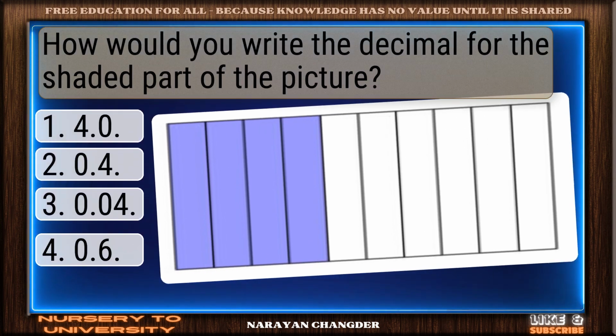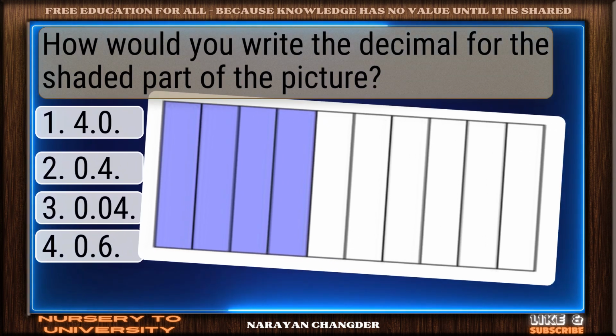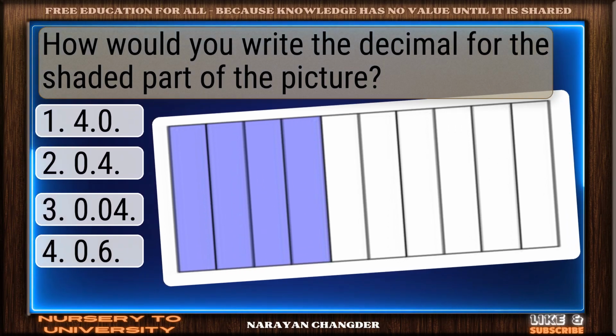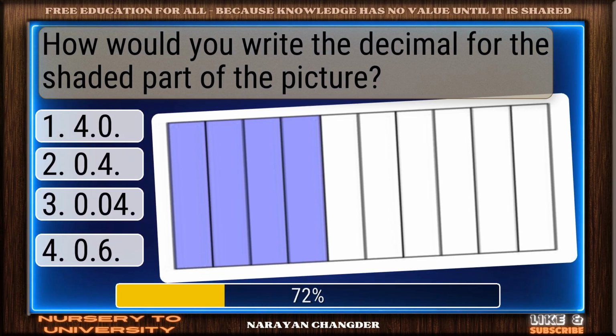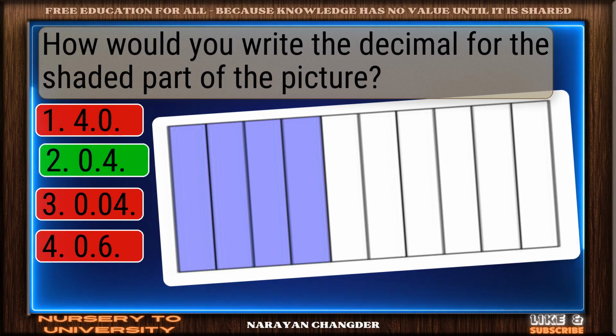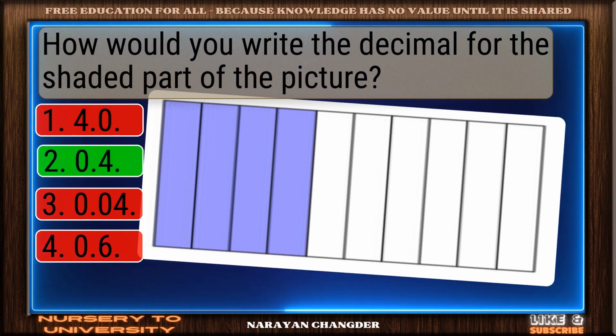How would you write the decimal for the shaded part of the picture? Perfect. 0.4 is the correct choice.